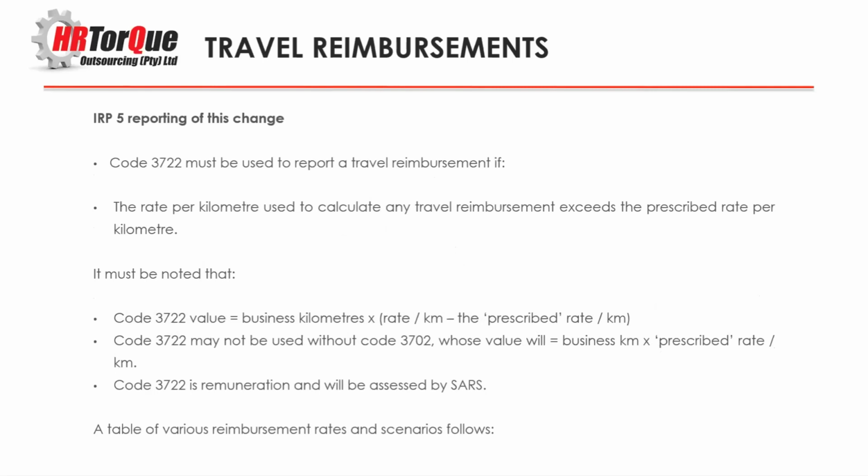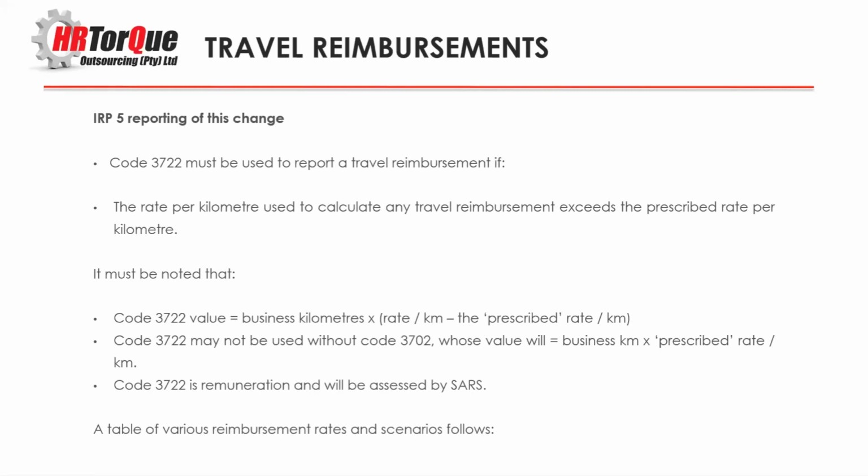Another change that happened on the 1st of March 2018 was SARS did away with the maximum reimbursement rates that would be tax-free. It changed from 8,000 to 12,000, 18,000 over the years. It's gone now. There's no minimum, there's no maximum, business kilometers that can be reimbursed. SARS say you can reimburse as many business kilometers as the employee does. And obviously they prefer that you do it at the R3.82 a kilometer.